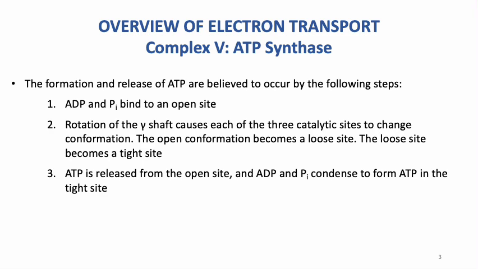The formation and release of ATP can occur by the following steps, as I said, according to the binding change mechanism. ADP and inorganic phosphate bind to the open site. The rotation of the gamma shaft causes each of the three catalytic sites to change conformation. The open conformation becomes loose and the loose becomes tight. ATP is released from the open site, and ADP and inorganic phosphate condense to form ATP in the tight site.